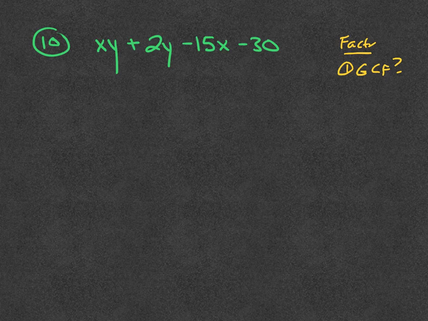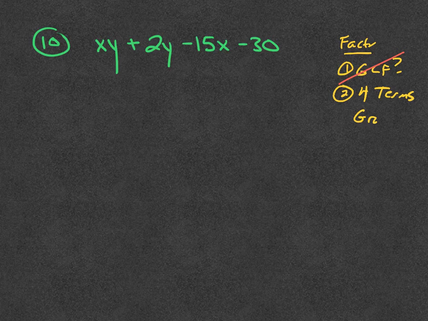Can't take x out of everything. We can't take y out of everything. So no common factor to all of them. And unlike the previous ones, where we've looked at binomials where there's 3 ways to factor it, and trinomials, where we factor it into 2 parentheses, here we've got 4 terms.